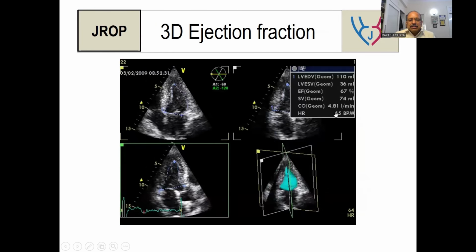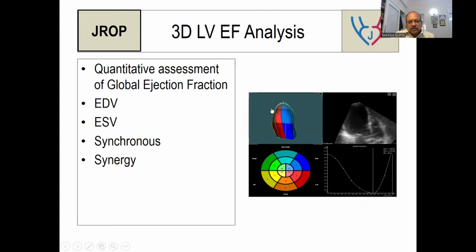Now comes three dimensions ejection fractions. Not only looking at two dimensions, two chamber view, we look for three measurements from four chamber, three chamber, and two chamber views. And what we get: end diastolic volume, end systolic volume, how much it's contracting, and the time of contraction.